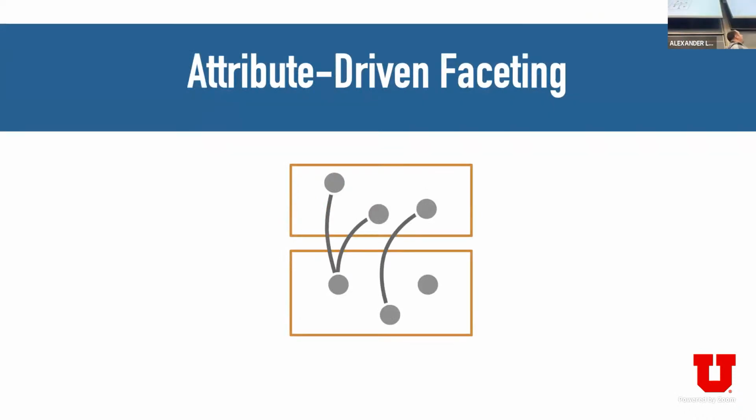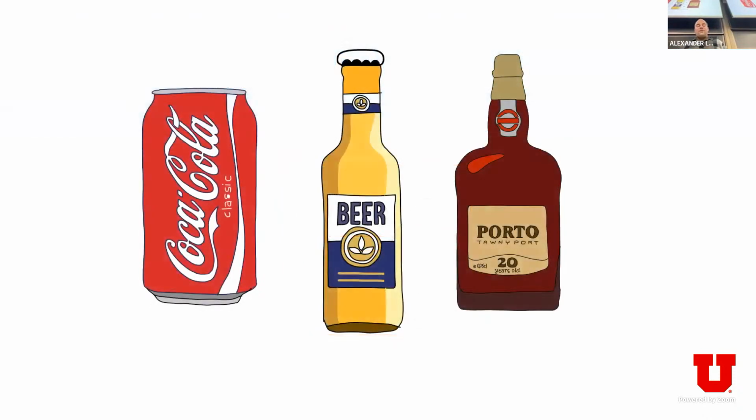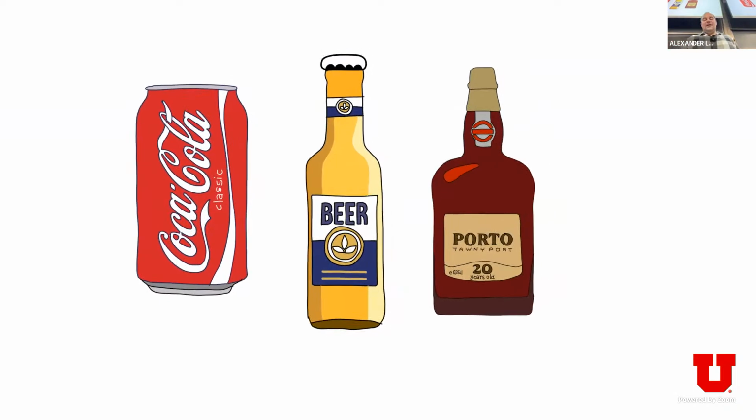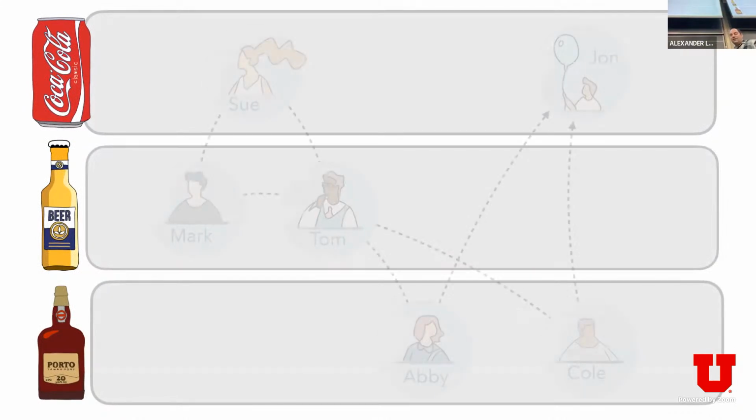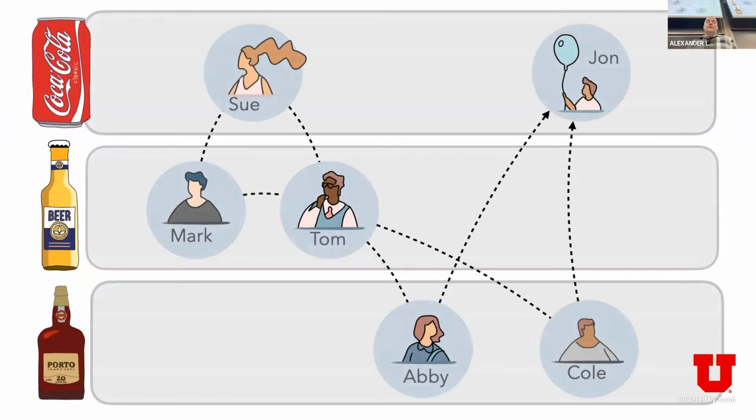Okay, so one very interesting approach is this attribute-driven faceting. Sometimes you have some categories in a network, right? And so let's suppose we have these 3 drinks, Coke, beer, and port. And we essentially reserve a special drawing region for these three. And what we can do now is lay out our network such that the people that are in that category are simply in that region, right?